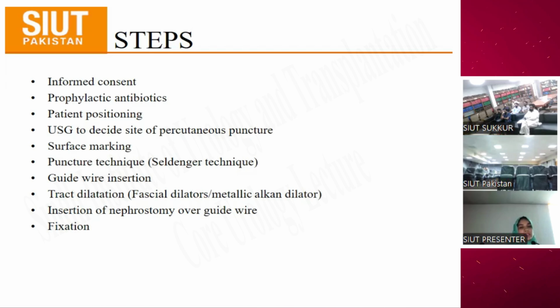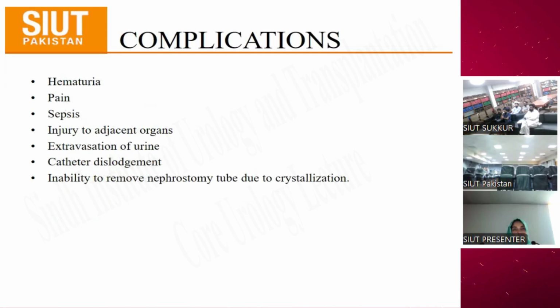Then we insert a guide wire, dilate the tract, insert the nephrostomy tube and fix it with a stitch. The complications of PCN are that we commonly see hematuria, pain, sepsis, injury to the adjacent organs, extravasation of urine, catheter dislodgement, and inability to remove the nephrostomy tube due to crystallization.